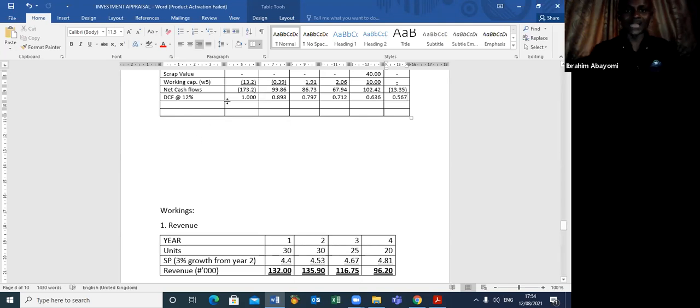So we can now get our present values. What are the present values? The present value is equal to 173.2, that is 173,200.